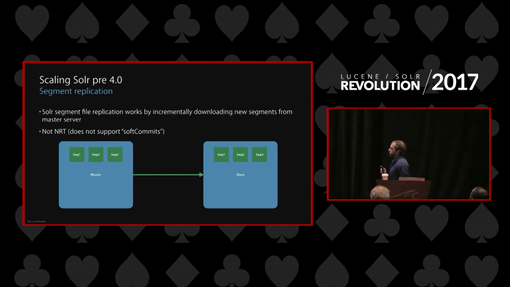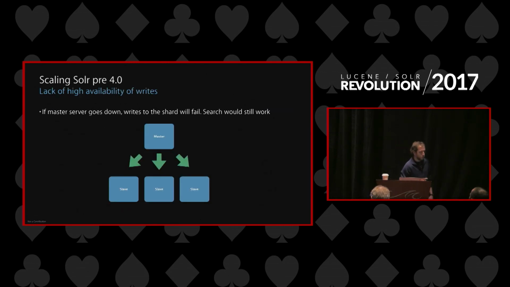This strategy does not support near real-time, does not support soft commits, okay? One of the issues with this strategy is that there's no high availability of writes. So if you have this architecture and the master server goes down, updates cannot go through. The good thing is that the queries still work, but you don't have any updates, right?